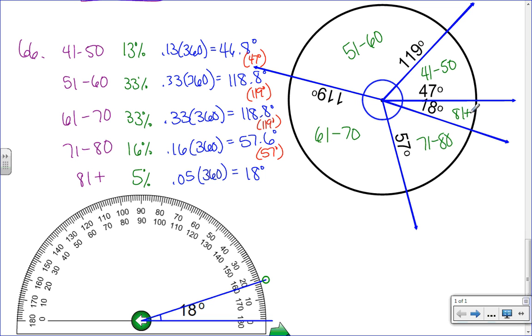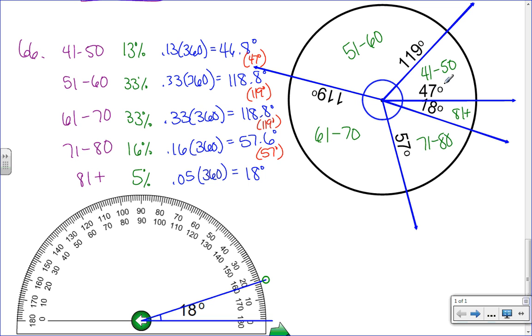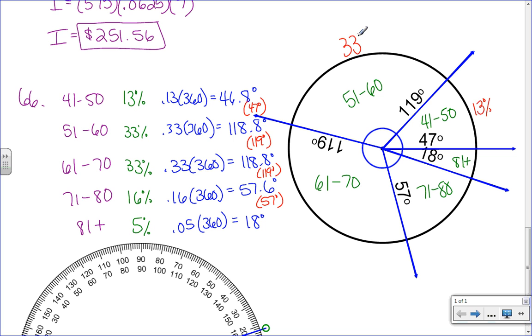And we usually also label these with the percentages. And now just using the protractor that I use, it gives you the degrees. I wouldn't actually write these degrees on your circle graph. But we would like to have the percentages for each one. So this one is 13%. And these are each 33%. The 71 to 80 range is 16%, and the 81 plus is 5%. Your circle graph should look more or less like that.